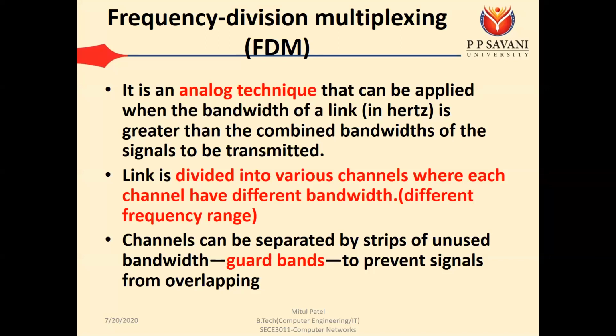So to separate the channels, we have the concept of the guard band. We use one frequency range to separate one channel from another channel and to prevent signals from overlapping. So the idea of FDM is we can divide the link into various channels, and each channel has its own frequency range. And to separate two different channels and prevent overlapping, we use the guard band. The guard band is also a frequency range that is used to separate one channel from another channel, and is also used to prevent the signals from overlapping.